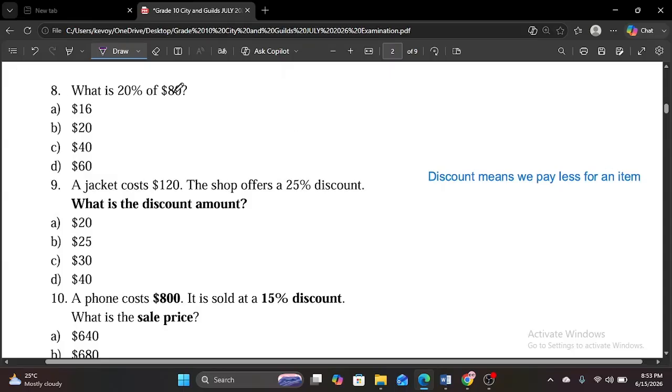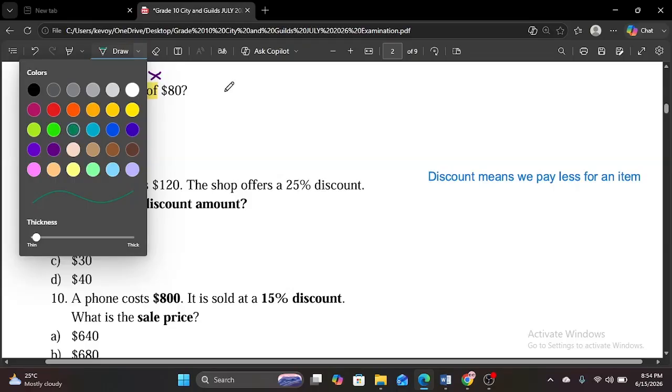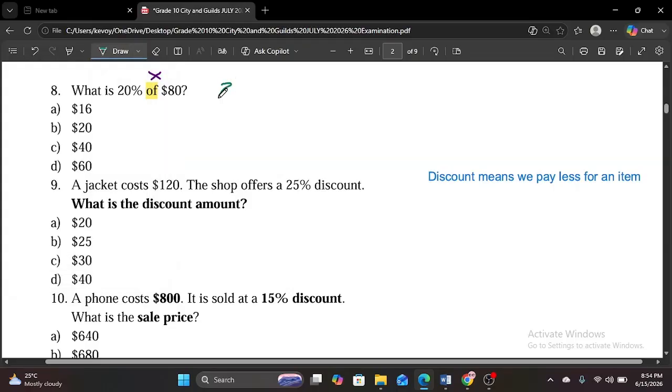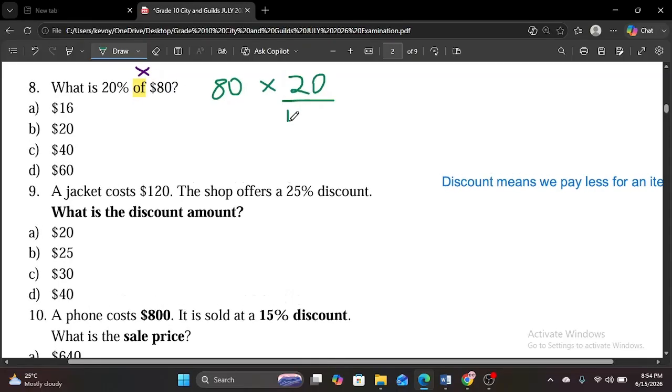What is 20% of 80? So same thing. Realize we see the word "of" right there. So that means that we're going to multiply. So we're going to multiply 20% by the 80. So let's write that down right there. So that's going to look like this. So it's going to be the 80 multiplied by the 20. And it doesn't matter if you write the 20% first and the 80 afterwards. It doesn't matter. It will give you the same answer.